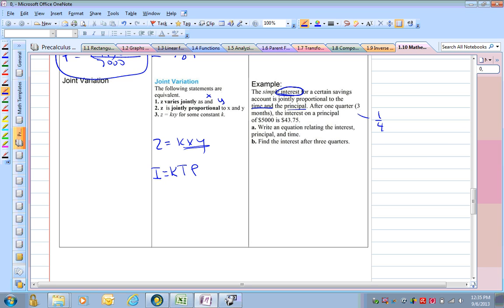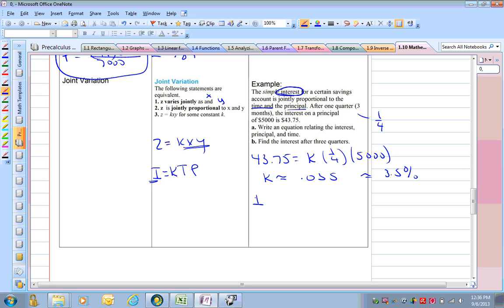So let's plug in. The principal amount is $5,000. The interest is $43.75. So $43.75 equals our constant k times 1/4 of a year, that's our time, times our principal amount of $5,000. All right, so we would solve for k. When we do, we get approximately 0.035, which is approximately 3.5%, but we're going to use a decimal in our equation.